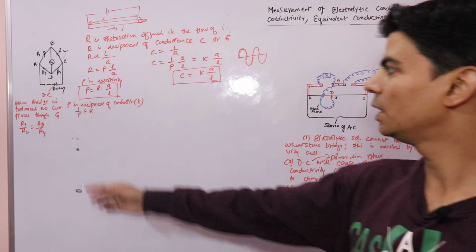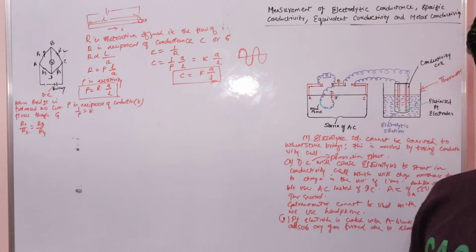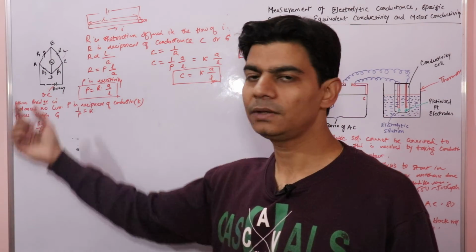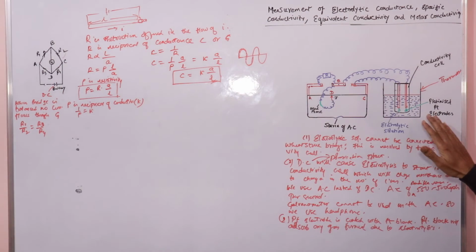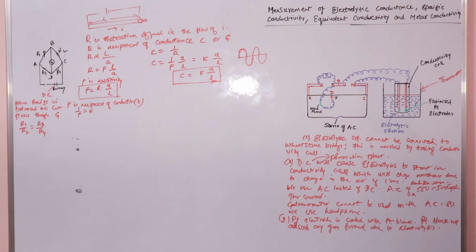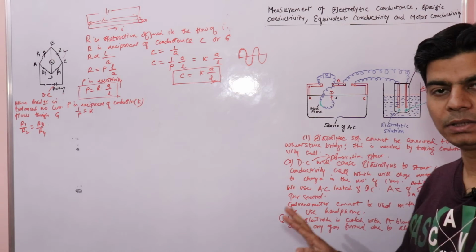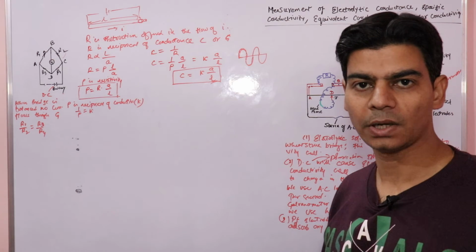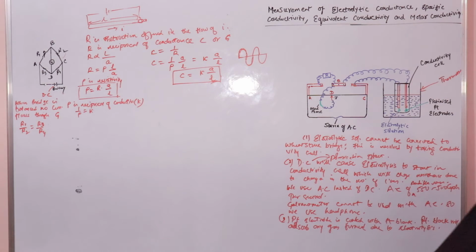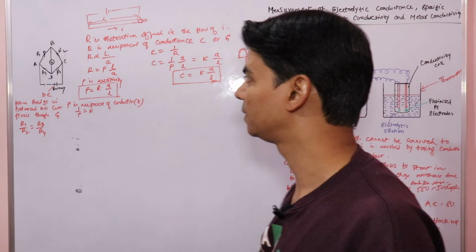Second, we cannot use this battery, because a battery is a source of direct current. We cannot use direct current, because direct current will cause the electrolysis of the electrolyte. And when this electrolyte undergoes electrolysis, the ion concentration will change. That will change the resistance of the electrolyte, and in a way it will change the conductance. So conductance or resistance cannot be calculated at one point if we use direct current.